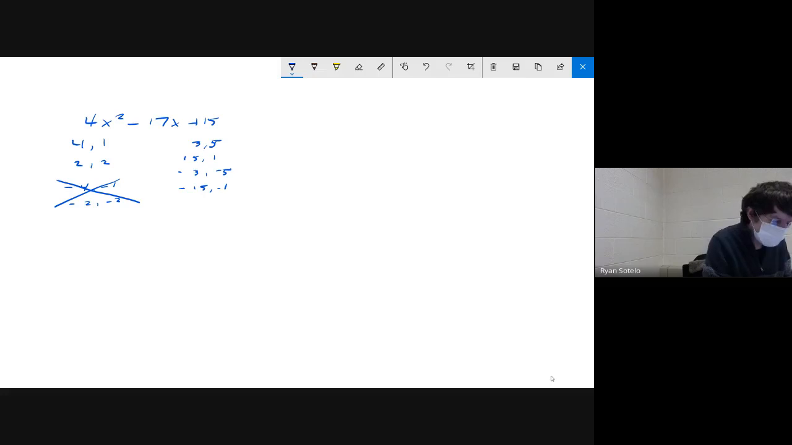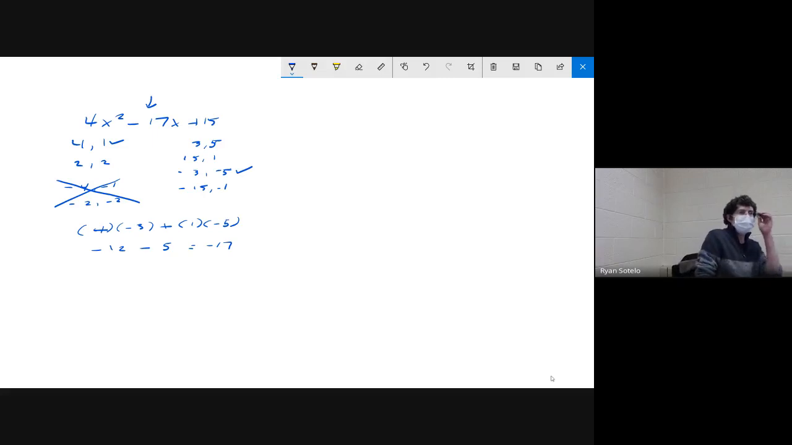So I think it's going to be this one, and this one. So 4 times negative 3 plus 1 times negative 5. That'll give me negative 12 minus 5. That'll make negative 17, which is exactly what I have in the middle.